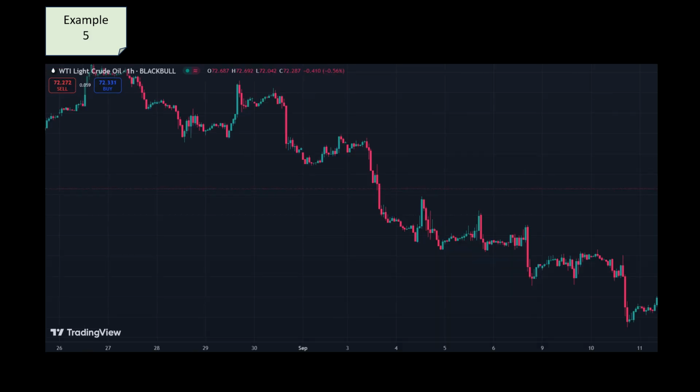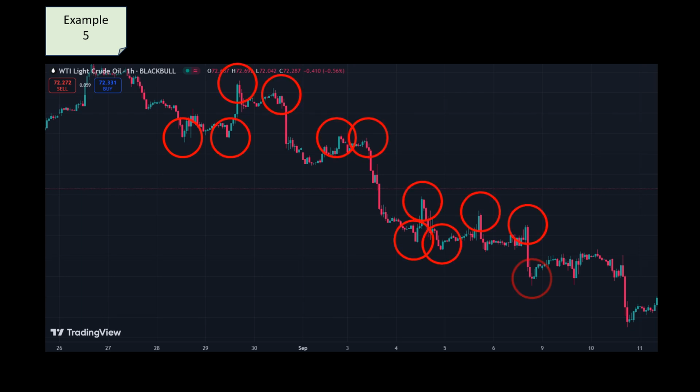Example 5 is on the crude oil chart. It looks like a smooth downtrend, but what do we do with these lows and highs so close to each other? Well, the strategy is simple. Just pick the lows that are lower and the highs that are higher, for both uptrends and downtrends. If we apply this rule to our chart, we get this.